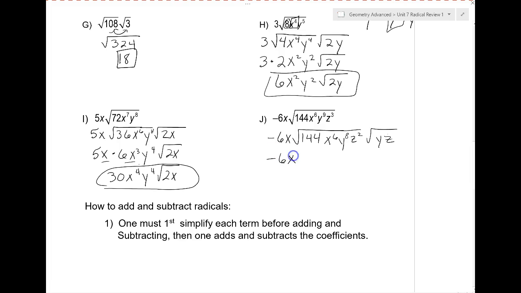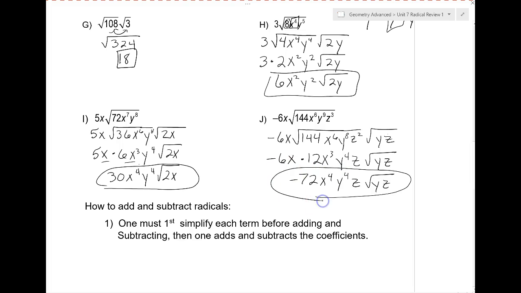And now let's simplify it. So I get negative 6x. Well, what's the square root of 144? Well, that's 12. The square root of x to the 6th is x cubed. Remember, it's just half of the 6. Square root of y to the 8th is y to the 4th. Square root of z squared is z times the square root of yz. Now we combine like terms. So I get negative 72 x to the 4th, y to the 4th, z times the square root of yz.